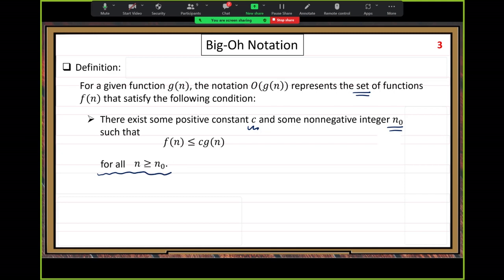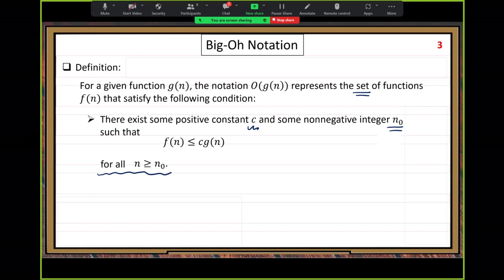For a given function g of n, the notation big O of g of n, this whole notation represents the set of functions. You know the set concept in math theory, set. A set of functions. Each element is a function f of n that satisfies the following condition: there exists some positive constant c.